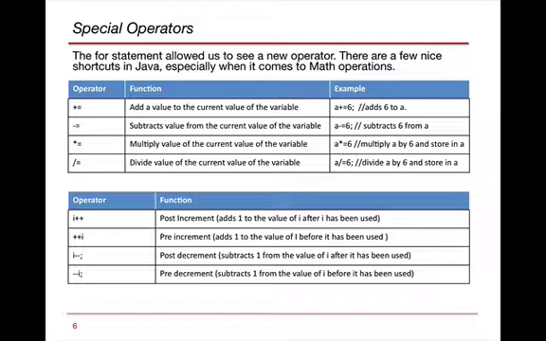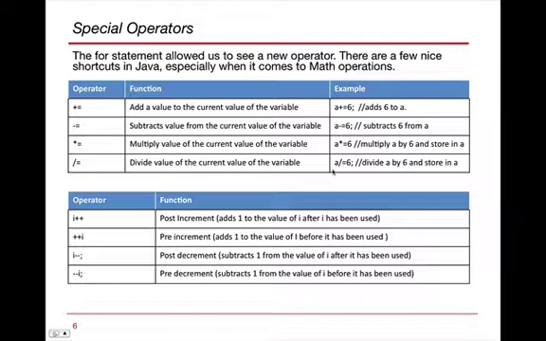So some of the special operators building off of that are, if we wish to do things like plus equals, we can add a value to the current value of the variable. a += 6 adds 6 to a. Minus equals would subtract 6 from a if we did a -= 6. If we wanted to do multiplication, we could do a *= 6. And we can also do a /= 6.